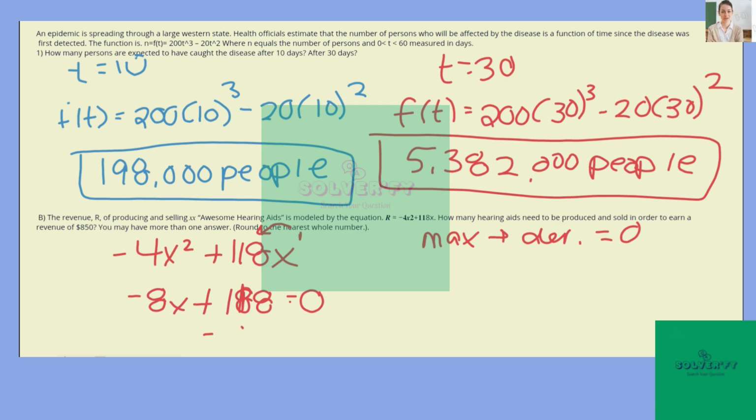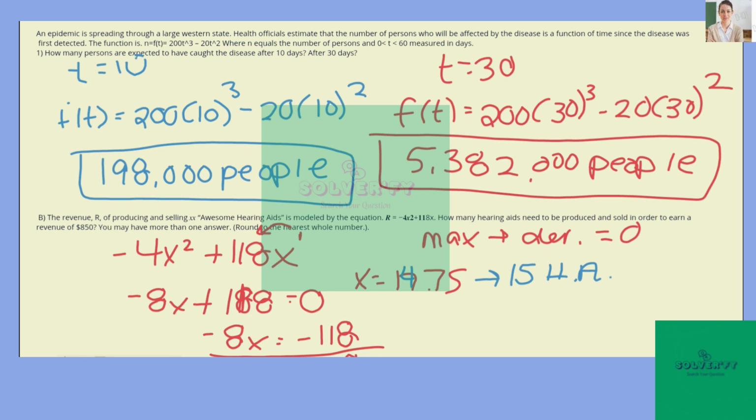If we subtract the 118 over, we're going to get negative 8x is equal to negative 118, and then divide both sides by negative 8, and we're going to get that x is equal to 14.75, except we're talking about hearing aids, and it says to round to the nearest whole number, so that would be 15 hearing aids.